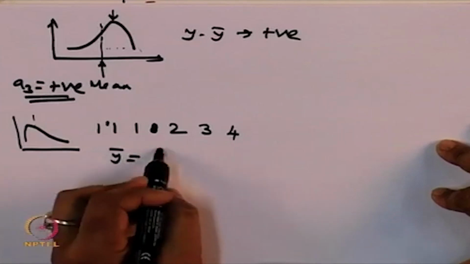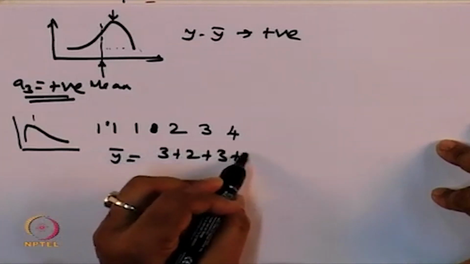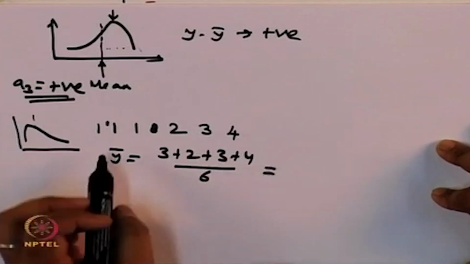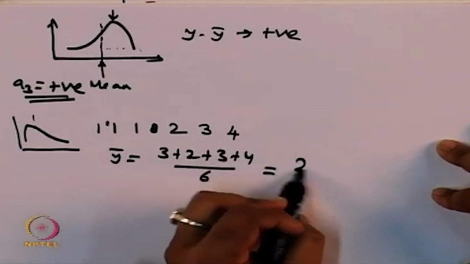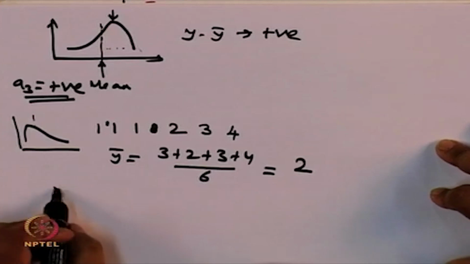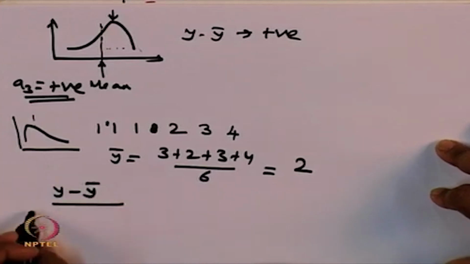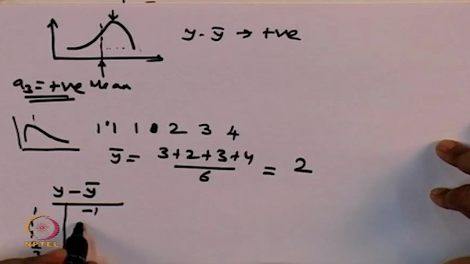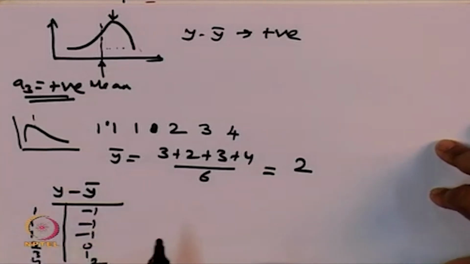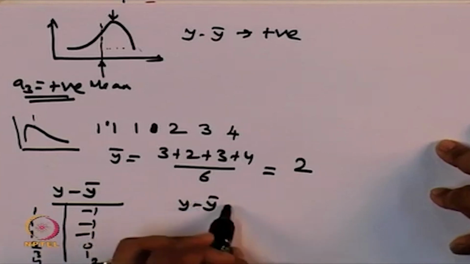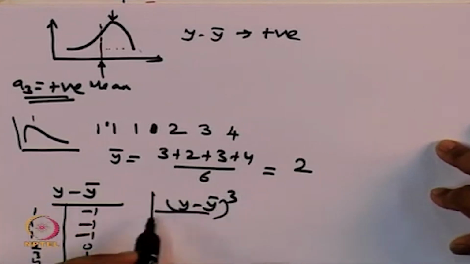So, your y bar is equal to (3 plus 2 plus 3 plus 4) by 6, which is 12 by 6, which is 2. Y bar is 2. Now, I can calculate my y minus y bar. So, for a value of 1 it is minus 1, minus 1, minus 1, then 0, 1, 2. Okay. So, in this case y minus y bar whole cubed will give me minus 1, minus 1, minus 1, 0, 1, and 2 cubed is 8.